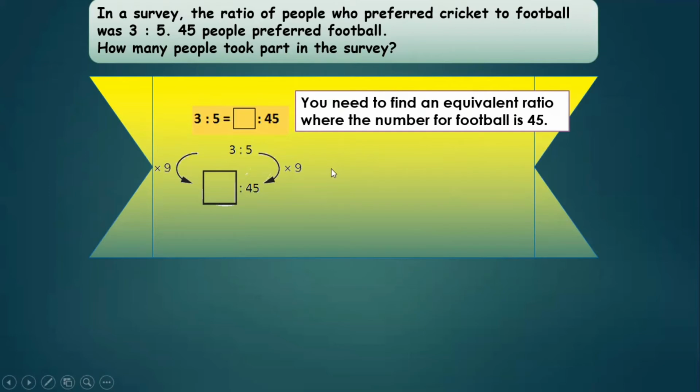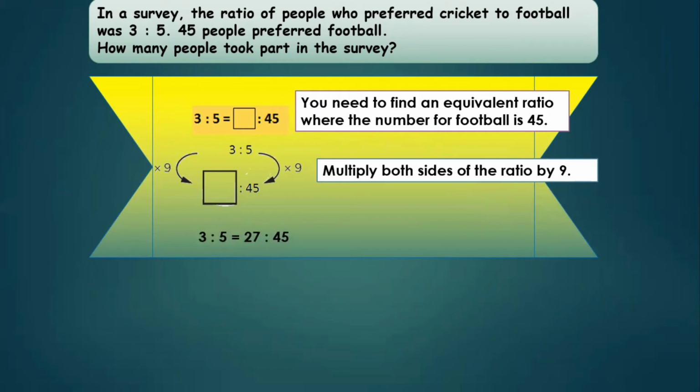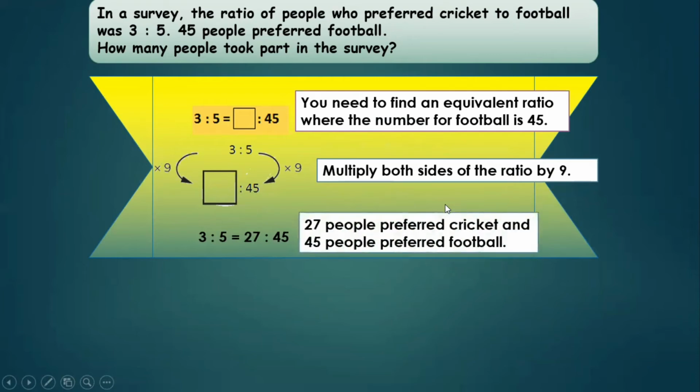Multiplying both quantities by 9, we get 3 times 9, which is 27. So 27 is to 45. Multiplying both sides of the ratio by 9, we get 27 is to 45. So 27 people preferred cricket and 45 people preferred football. Clear? Did you understand how to solve with the help of equivalent ratios?